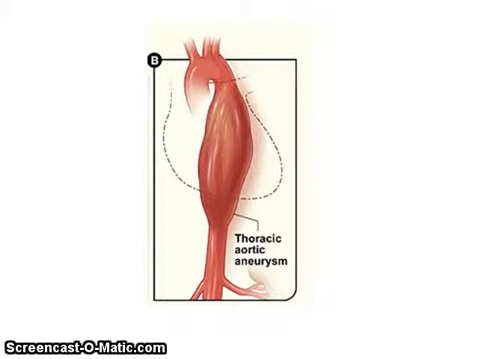Okay, so moving on a little bit into diseases of the aorta, why we would be doing an aortogram. First, there is an aneurysm, which is just an abnormal bulging of an artery. So this could be of any artery, but we are specifically talking about the aorta at this time. So this is showing you what a thoracic aortic aneurysm might look like.